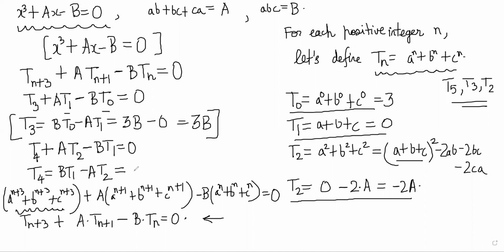And that comes out to be, what is B T1? That is 0, minus A T2. T2 is minus 2A. Minus A into minus 2A, so that is 2A squared, right? That is my T4. Great.